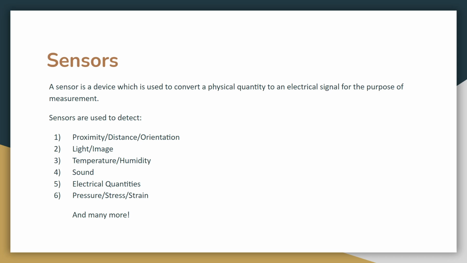There are electrical quantities like voltage, current, resistance, resistivity, and many other electrical parameters, as you would have known. So we use sensors to detect even those electrical quantities. And of course pressure, stress, strain, the various mechanical quantities. The pressure sensor is also called a barometer, and stress, strain, and force can all be measured using sensors as well. Many more such physical quantities can be measured using sensors. It's not just limited to these.